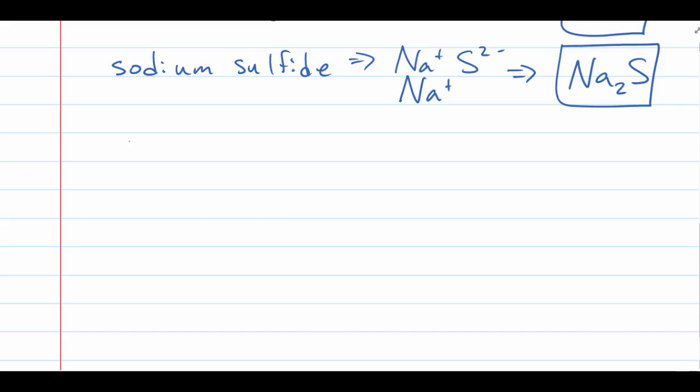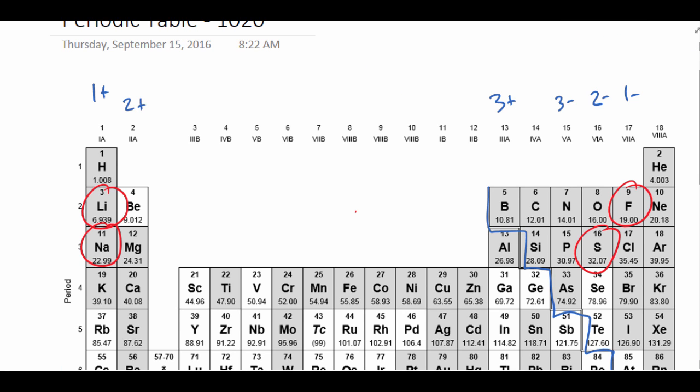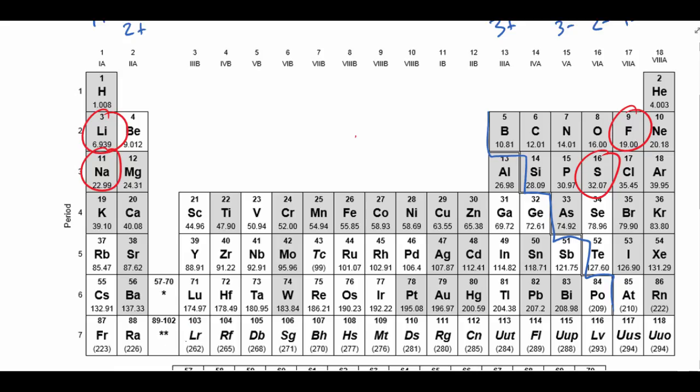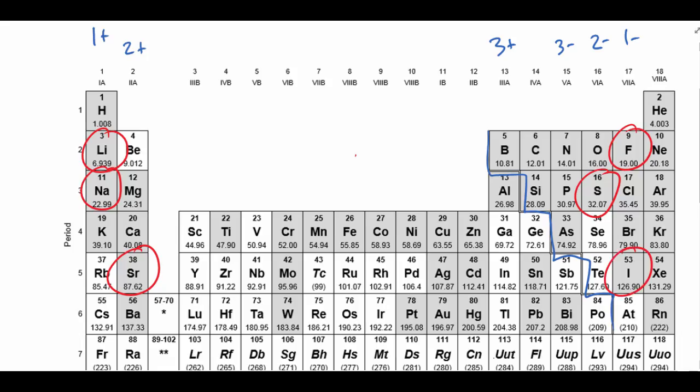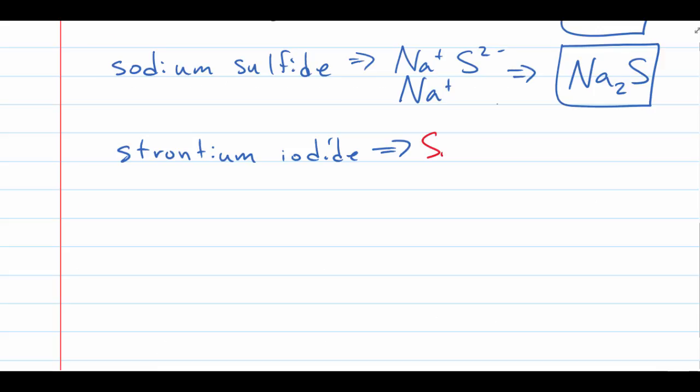Let's try another one. Let's try strontium iodide. We go back to the periodic table. Where is strontium? Its charge is going to be, darn, we just had that element quiz. 2 plus. Right, it's 2 plus. It's right here. Iodide is where? Group 17. So its charge is going to be 1 negative. So we have strontium with a 2 plus charge. We have iodide with a 1 negative charge.